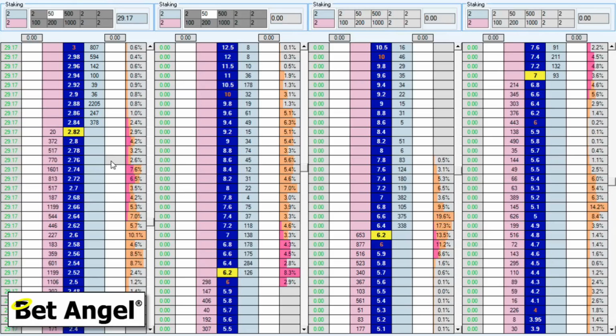But anyhow, I've narrated this in quite a bit of depth to give you a good idea of exactly what I'm looking for, and I hope that this gives you a better indication as to the sort of stuff that you need to look for if you want to trade profitably on pre-off horse racing.